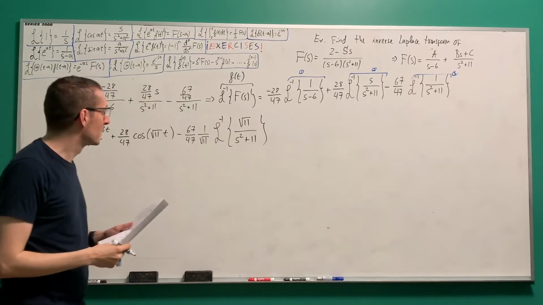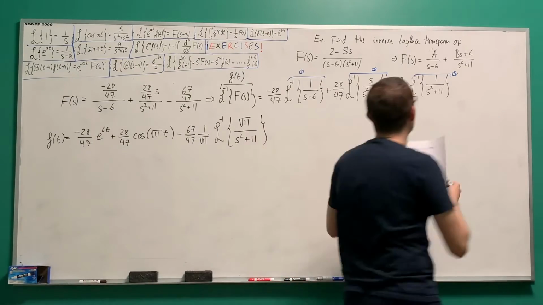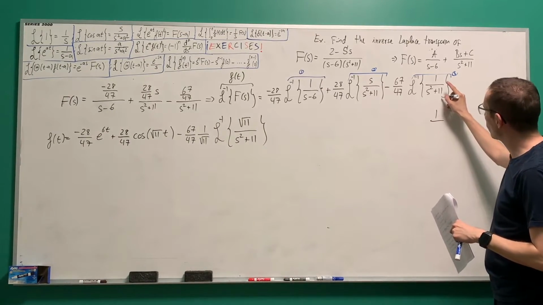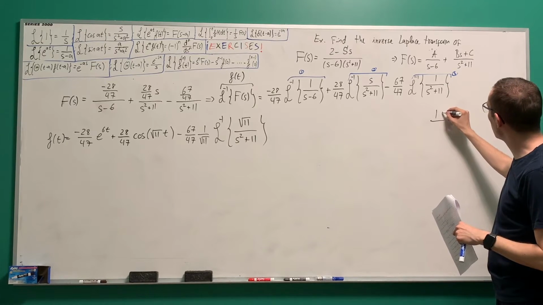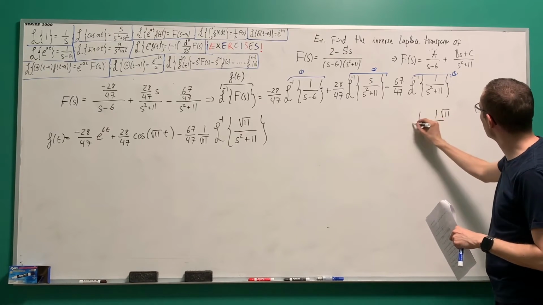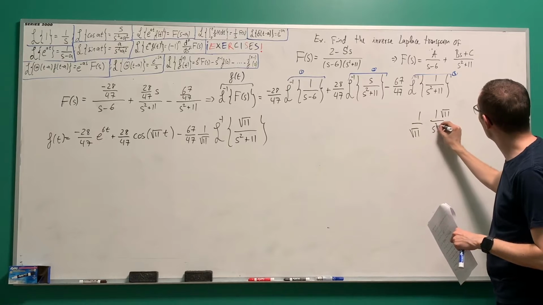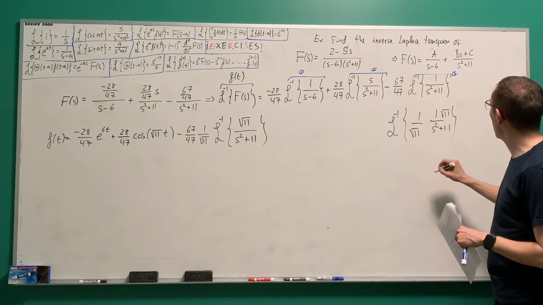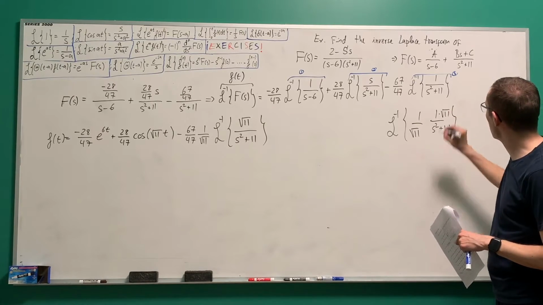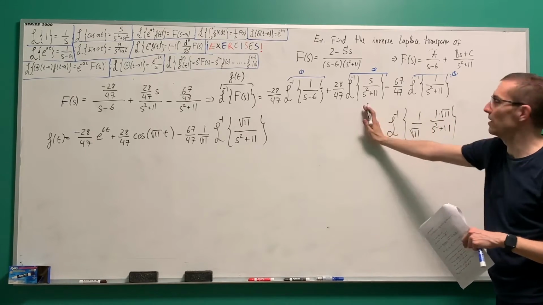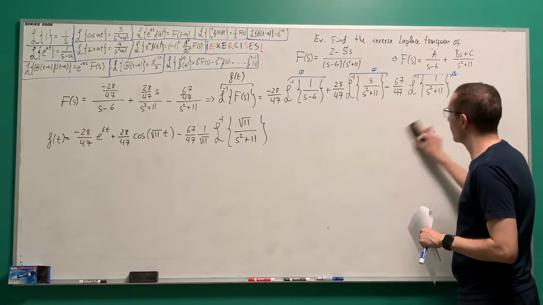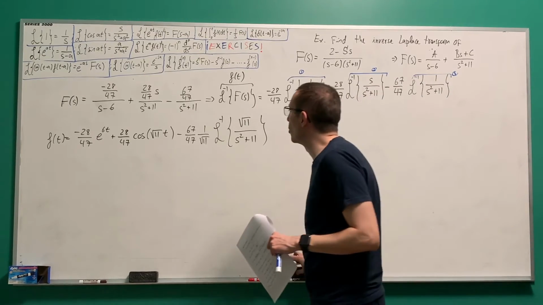So what I did, this is the same, right? I multiply by square root of 11 and divide by square root of 11 in the s squared plus 11, inside the inverse Laplace transform. And then I took this one out. Hopefully clear. Wonderful. So in this form, I know what it is.